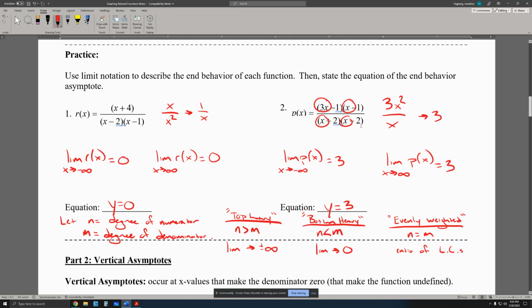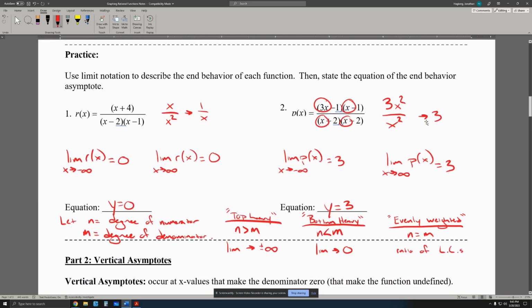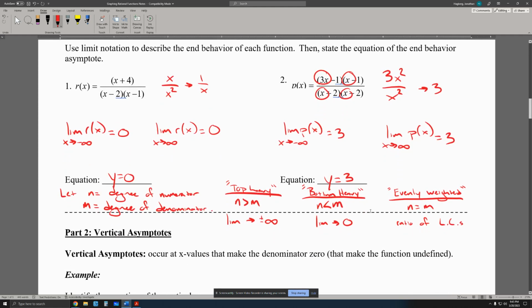Okay, so an example that we can see here is example 2. Oops, I forgot to write x squared here. So in example 2, we can see that the degree of both the numerator and denominator is 2. So therefore, we take the ratio of the leading coefficients, 3 over 1, which is 3. We can also see that similar example in c of x on the previous page. Degree is again the same, so the ratio of leading coefficients 4 over 2 is just 2. So end behavior asymptote is y equals 2. Okay, so these are going to be our 3 cases. That's going to help us define the end behavior of these rational functions.